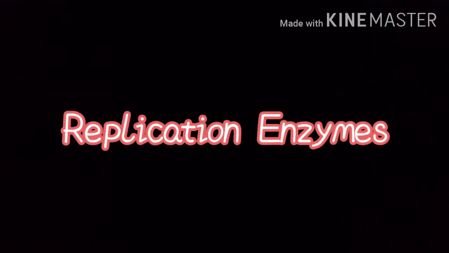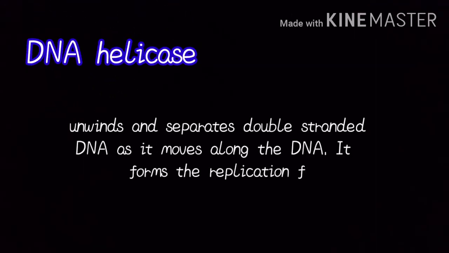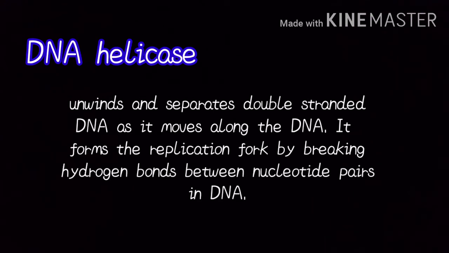Replication enzymes. DNA replication would not occur without enzymes that catalyze various steps in the process. Enzymes that participate in the eukaryotic process include DNA helicase. DNA helicase unwinds and separates double-stranded DNA as it moves along the DNA. It forms the replication fork by breaking hydrogen bonds between nucleotide pairs in DNA.